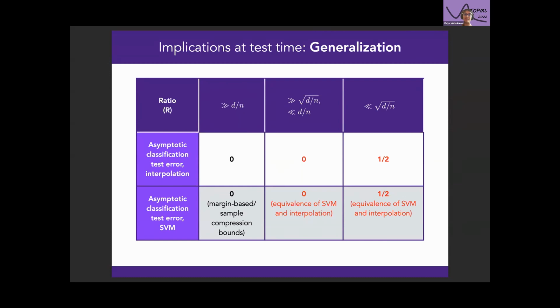The upshot is that the results that we get here were really, in a certain sense, derived through this explicit connection between SVM and interpolating solutions. And these are in particular not explained by the traditional margin-based bounds.